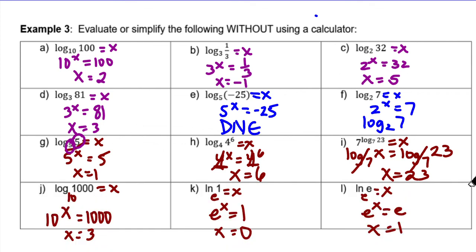And finally, the last 3. So log of 1,000, there is no base there, so we know it's base 10. 10 to what power is equal to 1,000? That would be x is equal to 3.